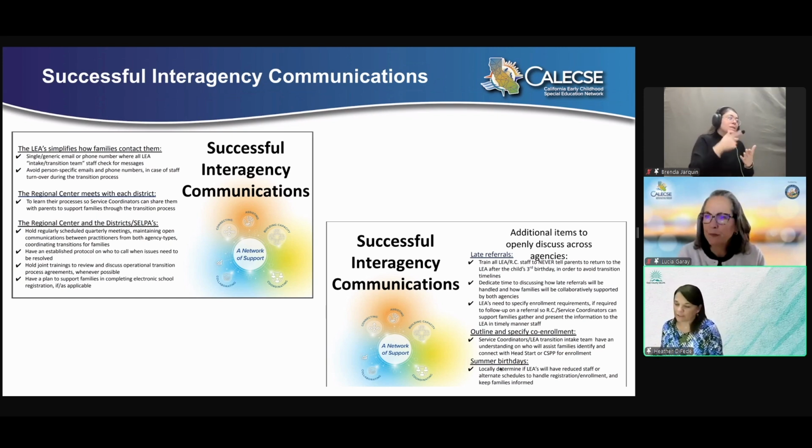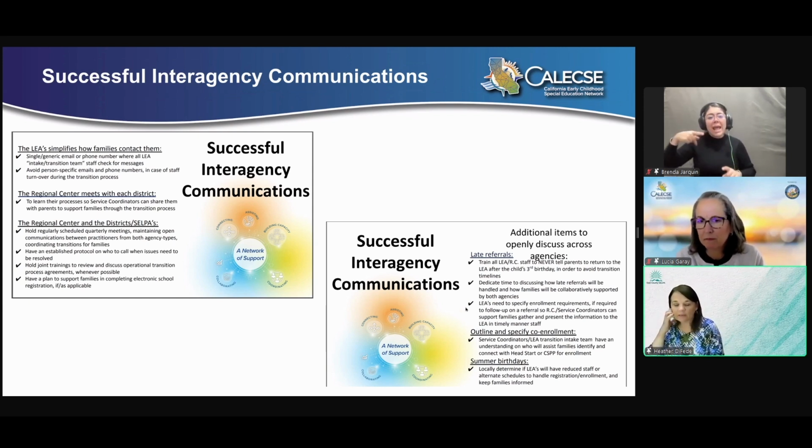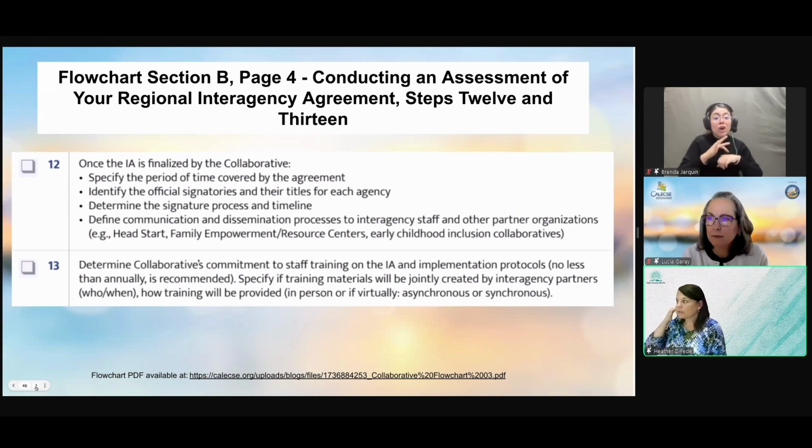If summer birthdays, so probably about April-ish, we start looking ahead to all those summer birthdays and making sure that we're aware and we can do any early assessments that we can along the way. And then finally on section B, back to the flow chart, steps 12 and 13.